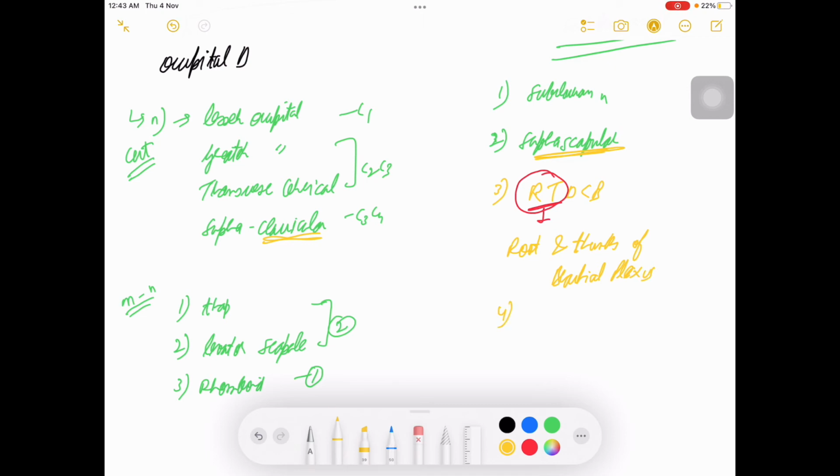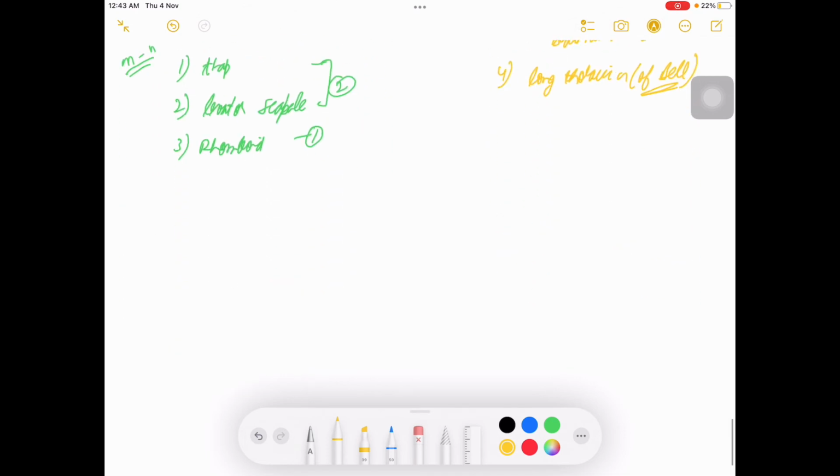And then the last one is the long thoracic nerve of Bell. That supplies the serratus anterior. So these were the nerves. Now certain blood vessels. It's very easy.